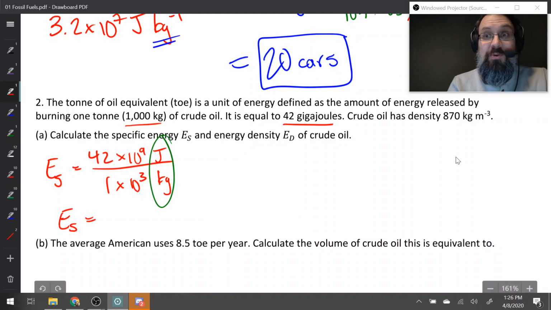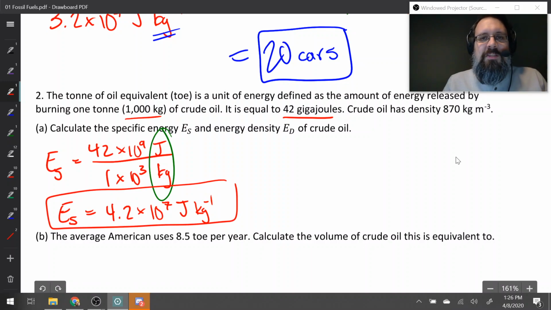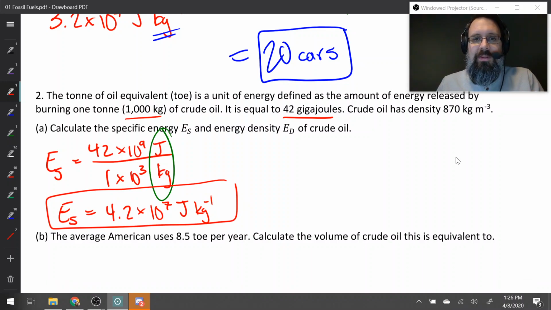of, what is this again? Crude oil is 4.2 times 10 to the 7th power, and that's joules per kilogram. There we go. Finding the specific energy when you already know the joules and you already know the kilograms is simply dividing the two of them. Now, where it gets more tricky is the density.